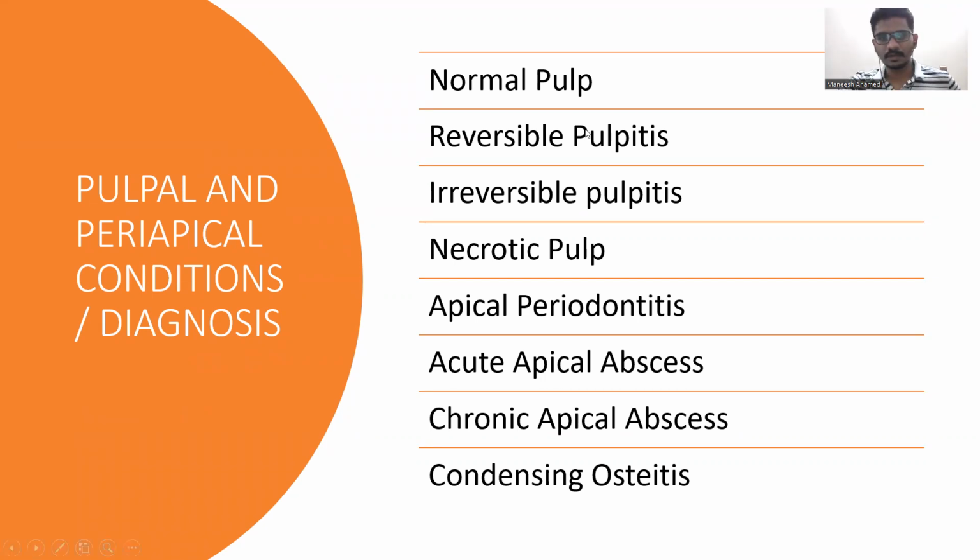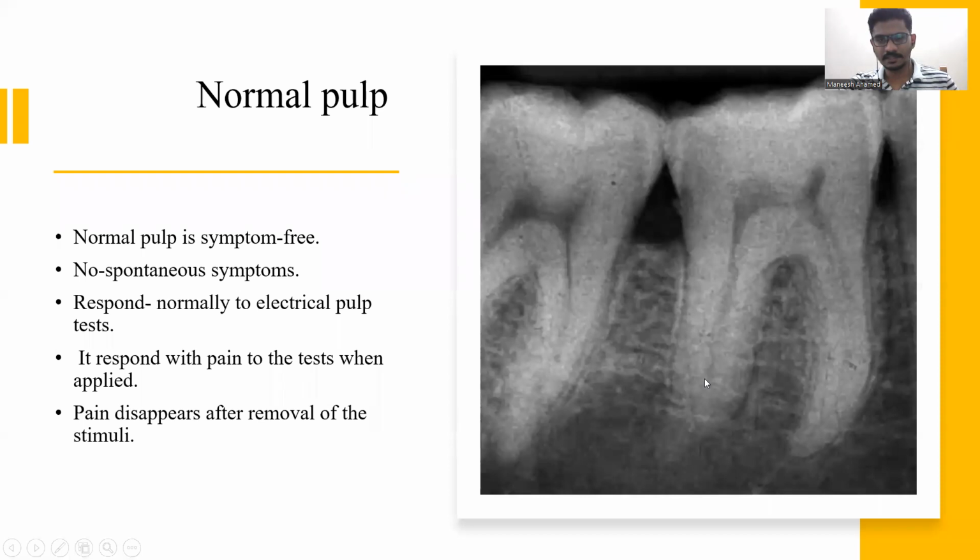But after that comes the disease stage. The first stage is reversible pulpitis. In this stage, we have only mild symptoms, but the pulp is still capable of reversing into its normal state. From irreversible pulpitis onwards, the damage is irreversible. So it becomes irreversible pulpitis, then it will progress to necrotic pulp. Then other stages of disease like apical periodontitis, acute apical abscess, chronic apical abscess, and condensing osteitis. Now we'll discuss these things in detail.